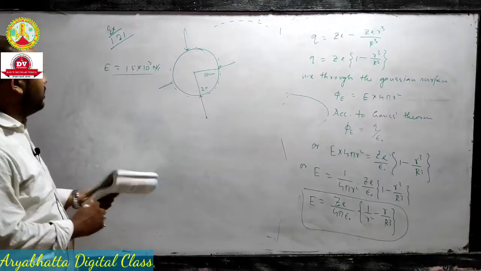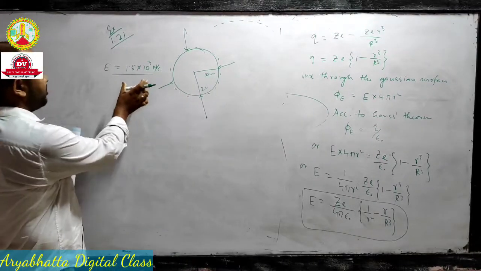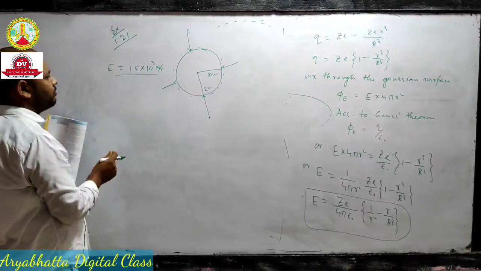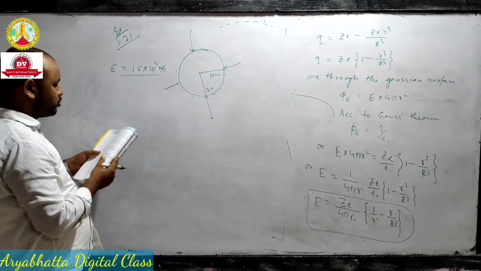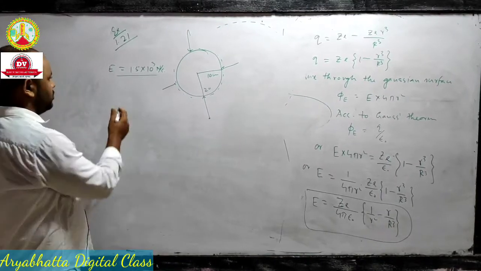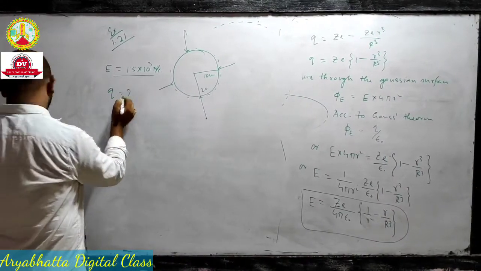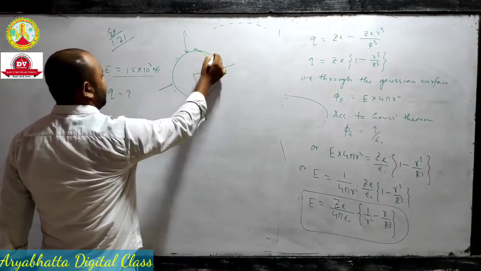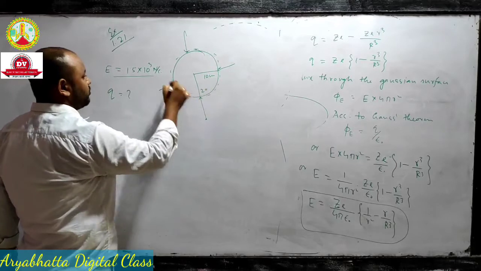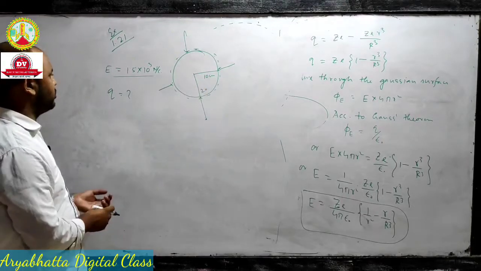So electric field is inward, and the magnitude of electric field is 1.5 into 10 to the power 3 Newton per Coulomb, which is inward. And the question is, what is the net charge on the sphere? We need to calculate the charge on the sphere. The negative charges are on the sphere.